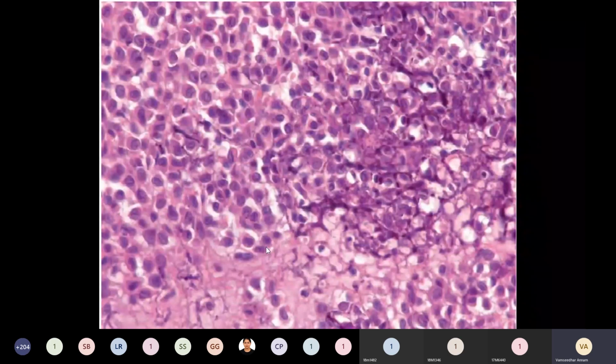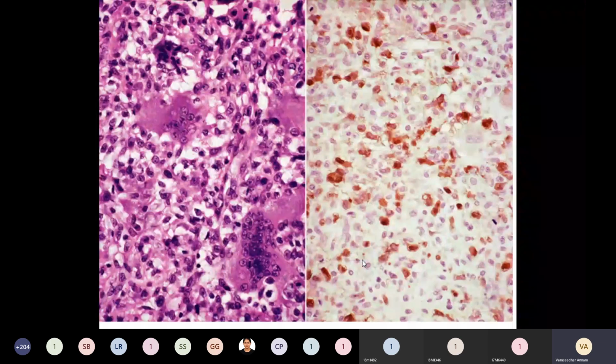So here you can see almost all the cells are well defined. You can appreciate the morphology of the individual cells, and in between you will have some calcified areas like these dark blue areas. They are all appearing in the form of chicken wire. Some giant cells you are seeing, and IHC is positive. So these are all calcified areas.